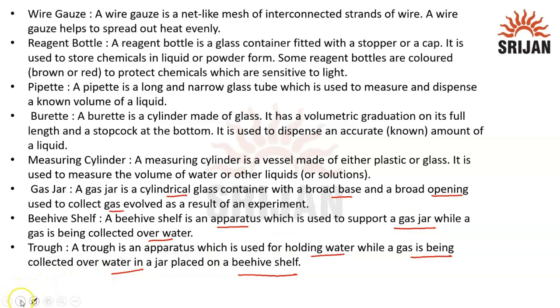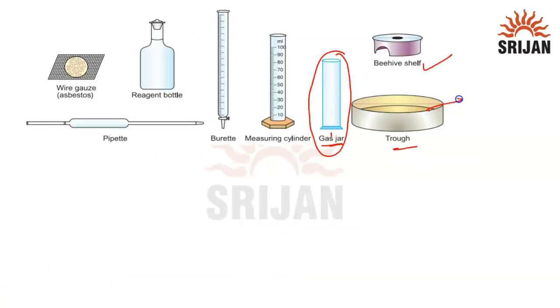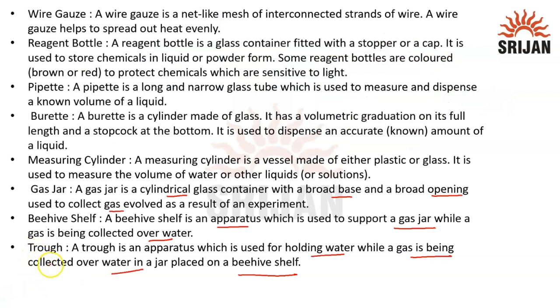So in that case, the trough will be used for holding water in it when the gas is being collected over water in the gas jar. So these are the apparatus that are used in the chemistry lab for performing various experiments.